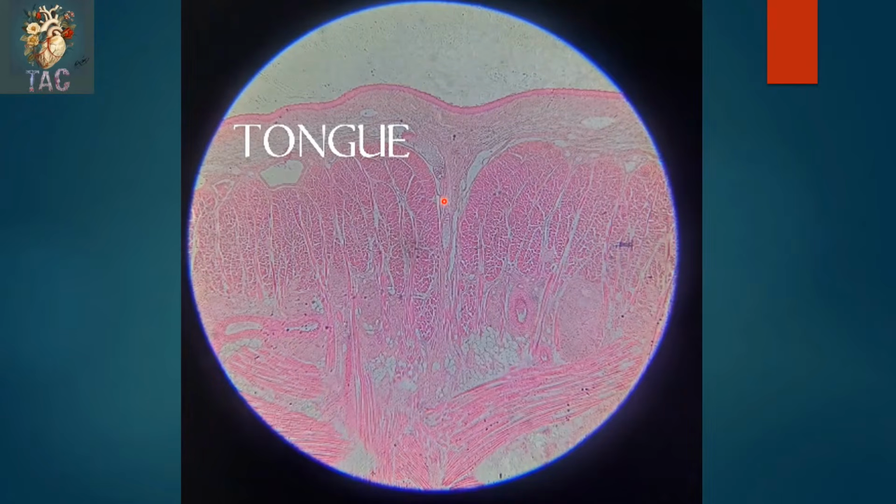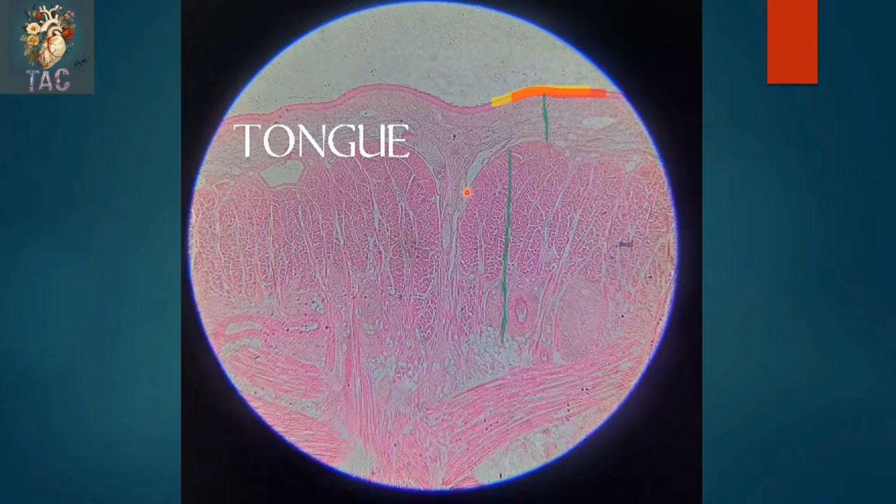Another slide of the tongue taken from the area of the undersurface of the tongue. Here you can see this is the epithelium. Just beneath the epithelium you can see a small amount of connective tissue, and then this whole area is the skeletal muscles which are present in the tongue.